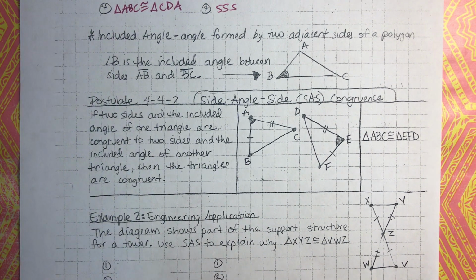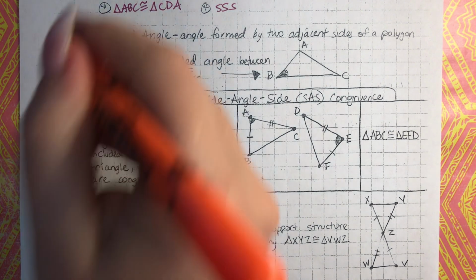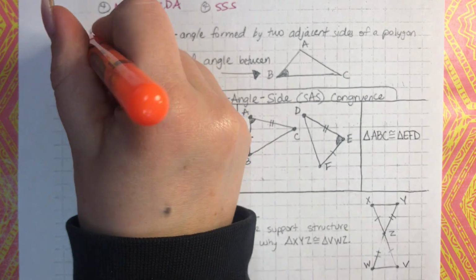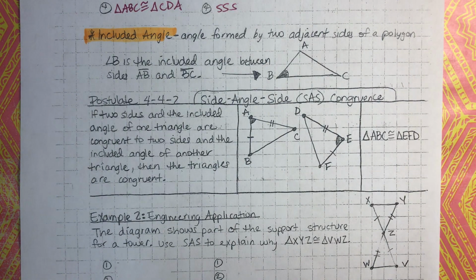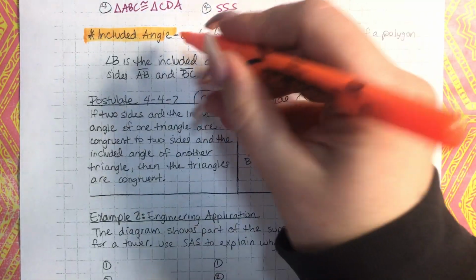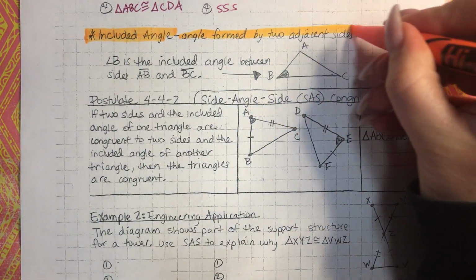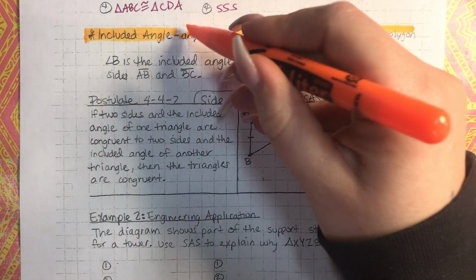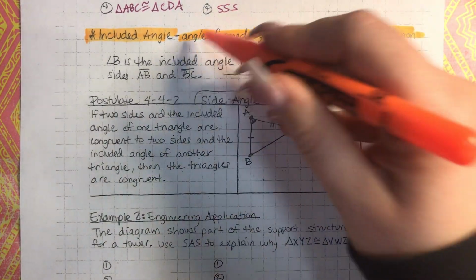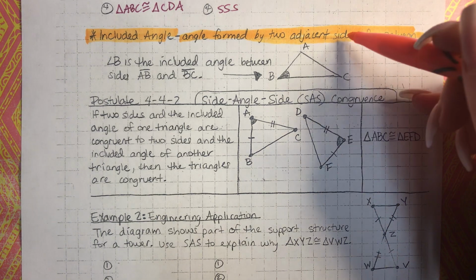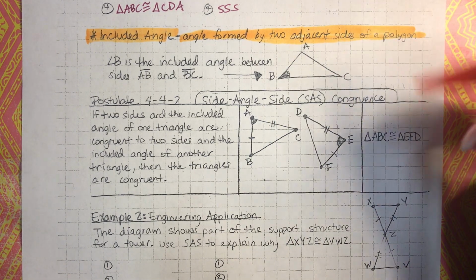So the first bit here is this included angle. Now this is really important that you understand what this is. An included angle is an angle formed by two adjacent sides of a polygon. And remember, adjacent just means two sides that are right next to each other.